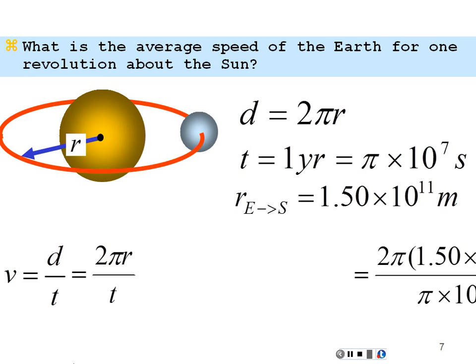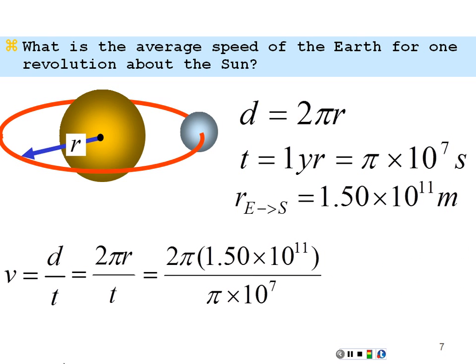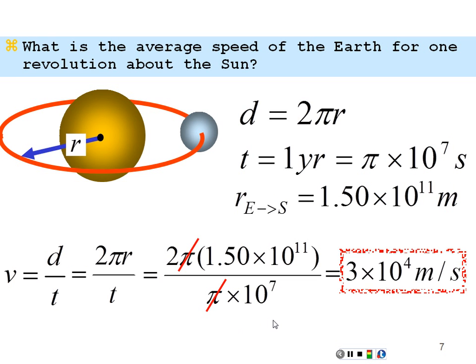So we have that the total distance the Earth travels is 2 pi times that radius over pi times 10 to the 7 seconds. Pi's cancel out. And we have that the average velocity of the Earth going around the Sun is 3 times 10 to the 4 meters per second, or about 30 kilometers per second. Pretty good. So about the distance between Decatur and Huntsville, about 16 miles, if you will. That's how fast the Earth is moving in its travel around the Sun per second.